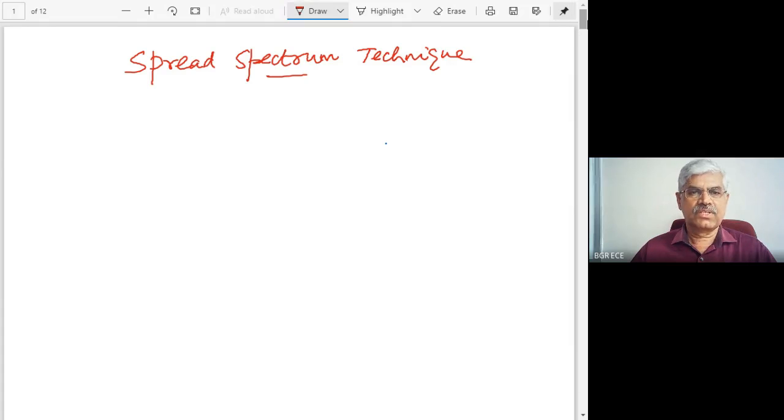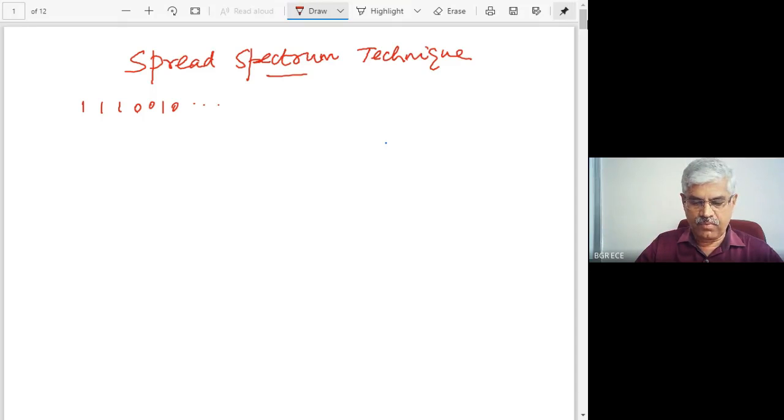So there is one such technique called spread spectrum technique, in which what is normally done is the spectrum of the original signal is spread over a large duration. For example, considering digital communication, the signal that you normally transmit will be binary digits. So binary digits will be 1, 1, 1, 0, 0, something like this.